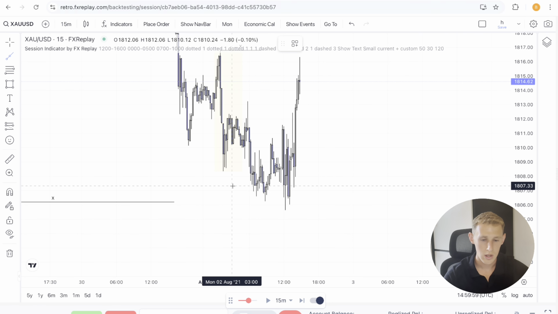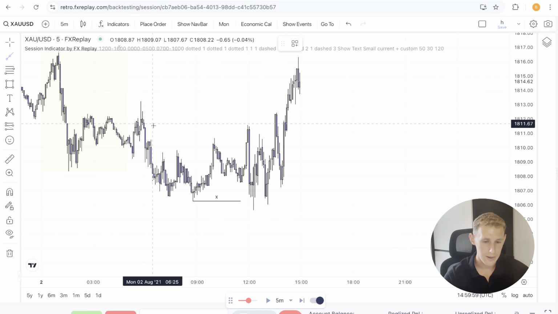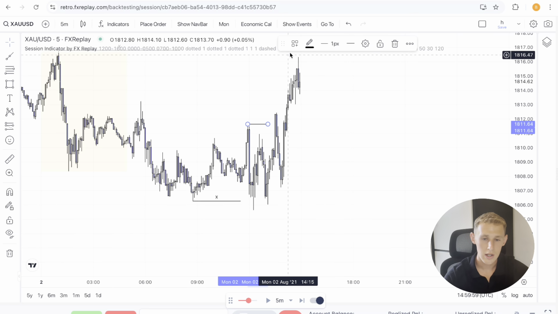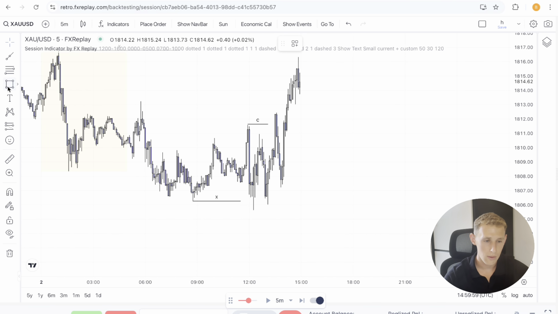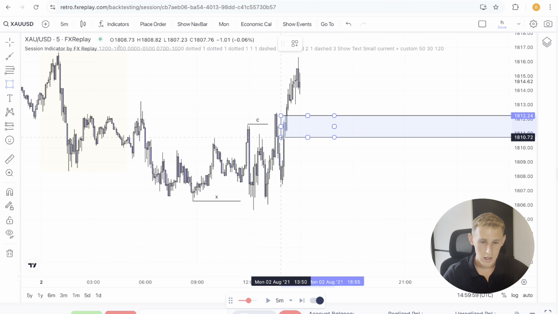We had a grab of these previous lows just here. If we go over to the 5 minute as well, it's a lot clearer. So grab a previous lows. We then had this change of character. Price has created an area of imbalanced demand just here.